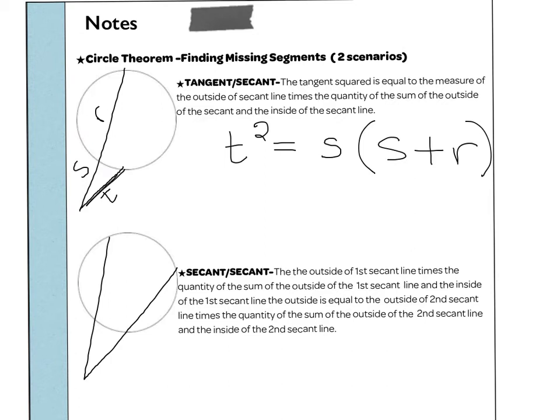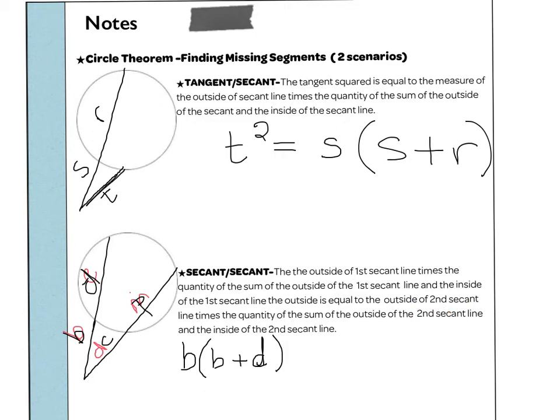So basically, the difference here is we're going to take the outside of the first secant line. So let's label that. The secant line we'll focus on will be BD, and then our second secant line will be CP. This theorem says you're going to take the outside of the first secant line times the quantity of the sum of the outside and the inside of the first secant line. And that's equal to the same thing for the second secant line.